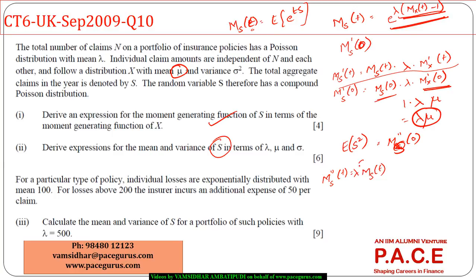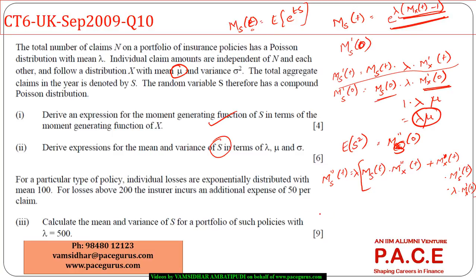Lambda I will take it out. Now this will become m double dash x of t plus m dash x of t times m dash s of t. Now m dash s of t, if I am doing this, again I have to bring this m dash s of t times lambda m dash x of t.